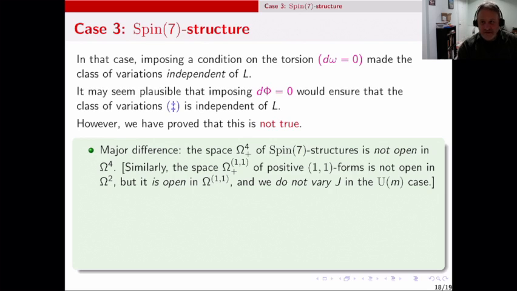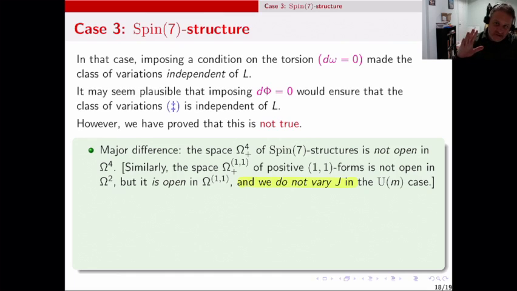Okay. So what have we got to summarize? There are 2 major differences in the spin 7 Cayley case versus the other cases we talked about. First of all, the space of spin 7 structures is not open in the space of 4 forms. Right? We already discussed that. It's almost the same thing in the UM structure case, because if you look at the space of non-degenerate 2 forms in that setting, that's the positive 1,1 forms. That's not open in the space of all 2 forms. But it is open in the space of 1,1 forms. It's a cone in the space of 1,1 forms, and we're not varying J in the UM case.